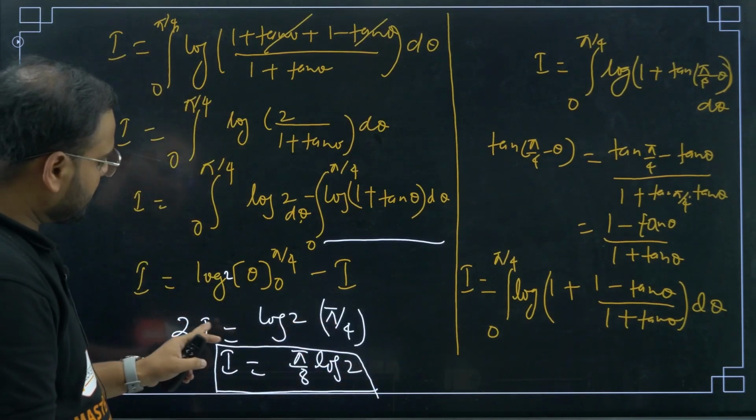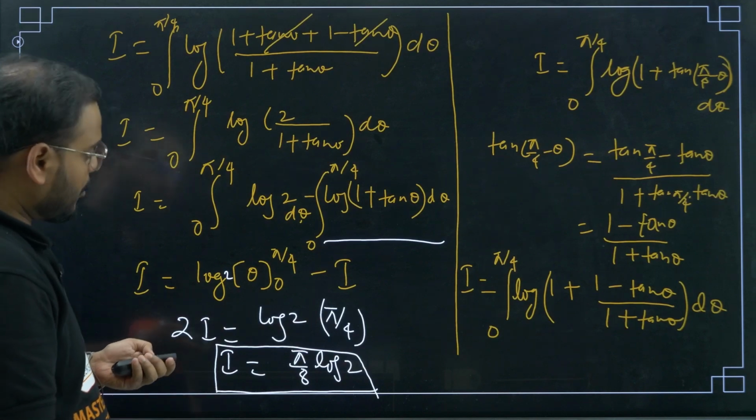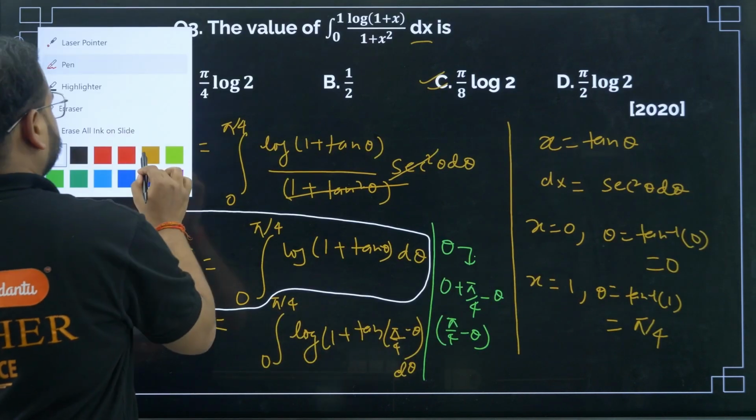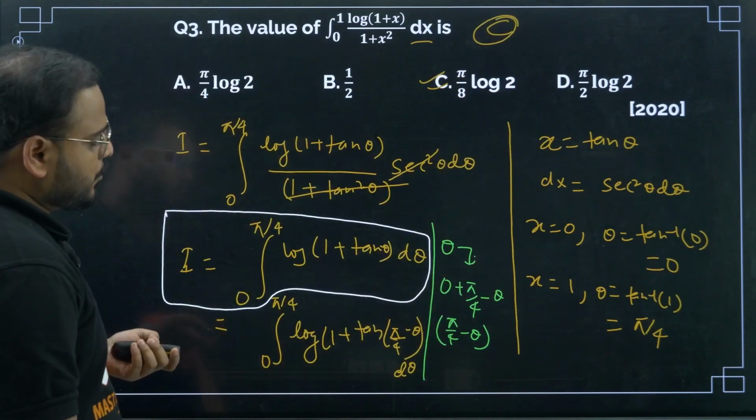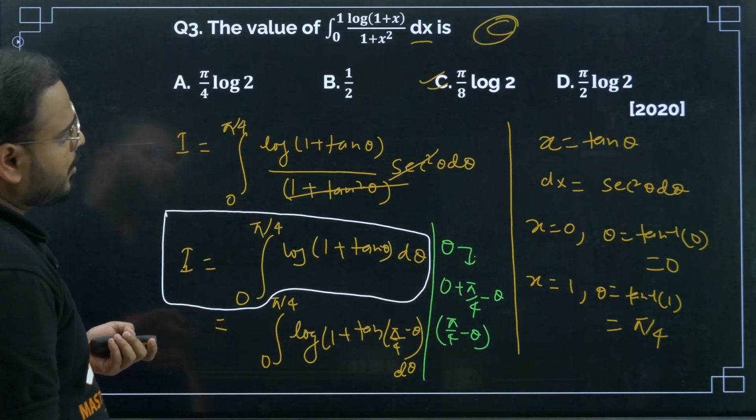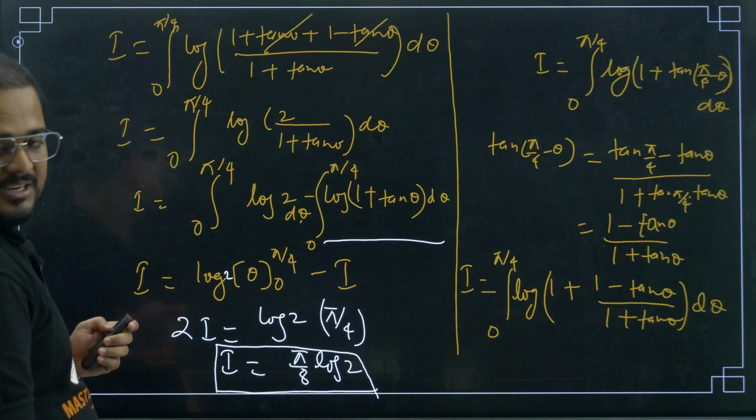See, check here. Pi by 4 is there, so I can bring the 2 over there. Pi by 8 log 2. So my option number C. I've written here, right? So option number C is correct. Okay. So yes. All right. This question is done. I hope this is visible.